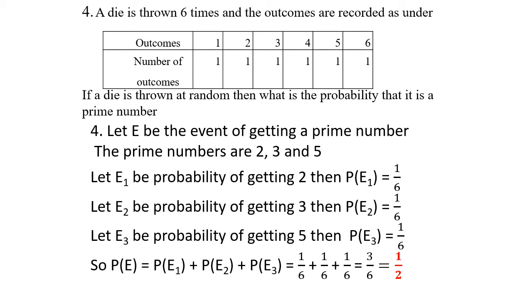And the question: a die is thrown 6 times and the outcomes are recorded. What is the probability that it is a prime number? Which are the prime numbers here? 2, 3 and 5. The probability of getting a 2 is 1 upon 6. The probability of getting a 3 is 1 upon 6. The probability of getting a 5 is 1 upon 6. So the total probability is 1 by 6 plus 1 by 6 plus 1 by 6, which is 3 by 6, or 1 by 2.